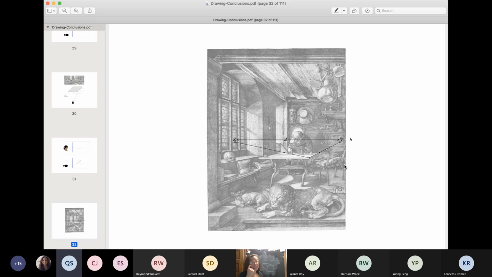So that is, to me, a really good answer to this controversy. Durer knew exactly what he was doing mathematically. This is beautiful perspective. But psychologically, having people standing over to the side this close is really uncomfortable.